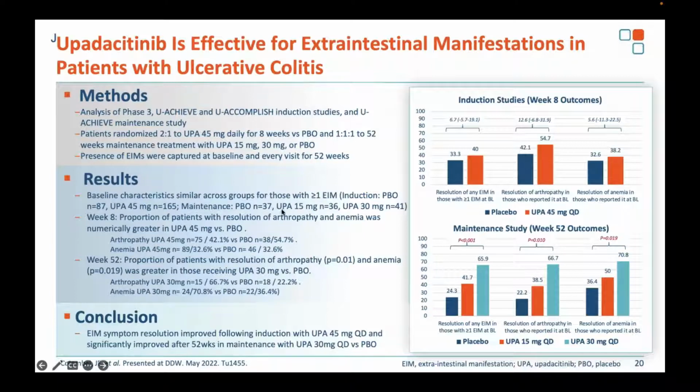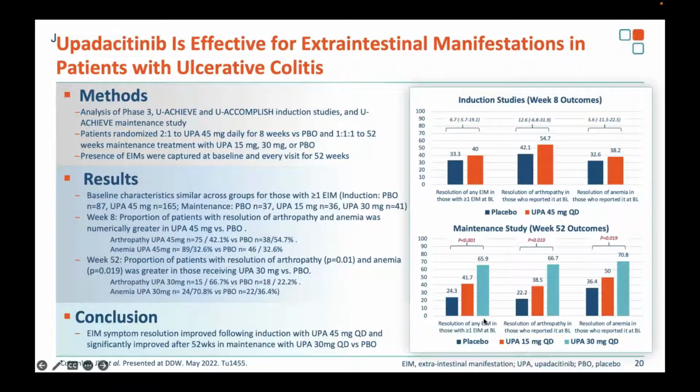Important, sorry, I should have mentioned that there were about 80 patients in placebo and 165 in the UPA group in induction. And then in the maintenance, as one might expect, because this was then randomized responders, the cut is even, about 30 or 40 patients in each.